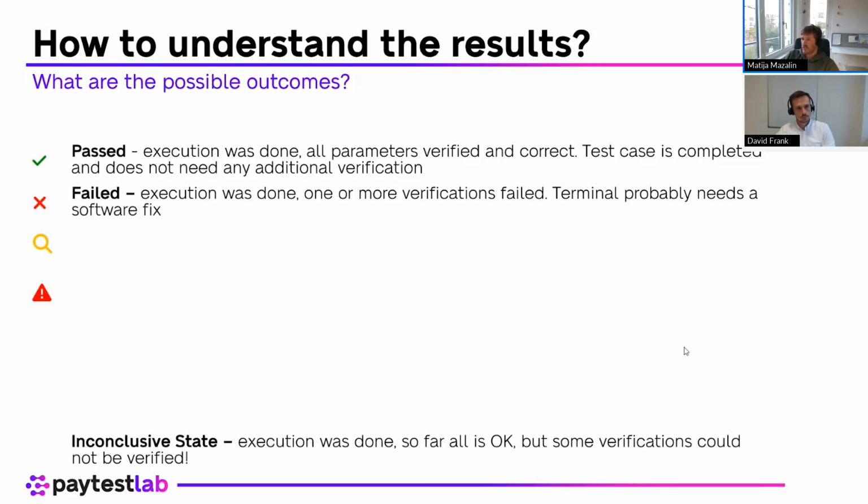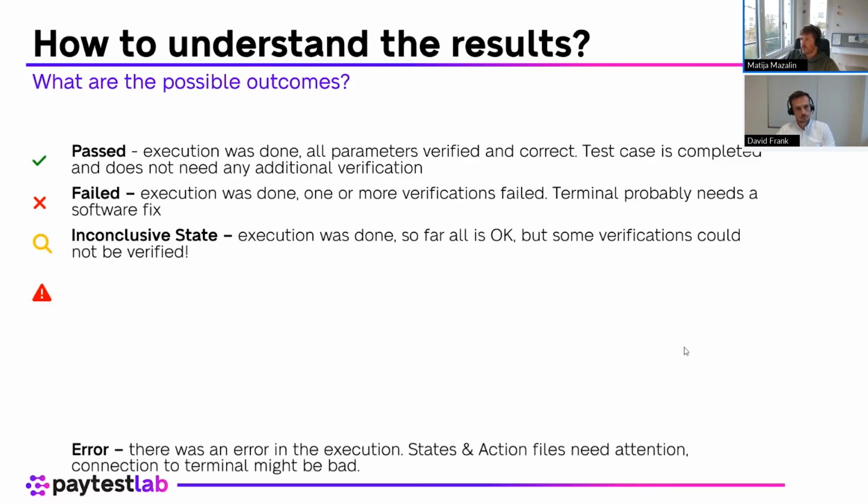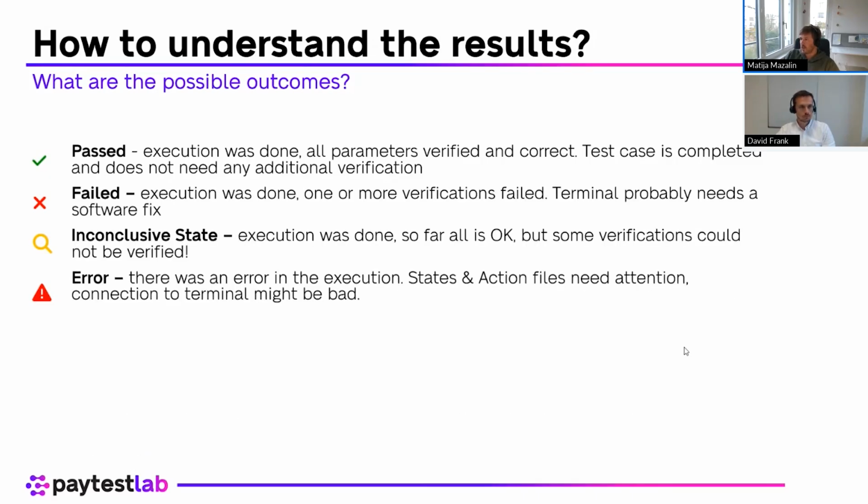Then failed. Obviously, the execution was done, but one or more verifications failed. Normally this probably needs a software fix. So the test case was executed, everything should have been okay, but it was not. Mostly this means there is an APDU failure, maybe a PIN didn't appear, maybe there was something else. So it has to go back to the software development team, and they have to do something with it.